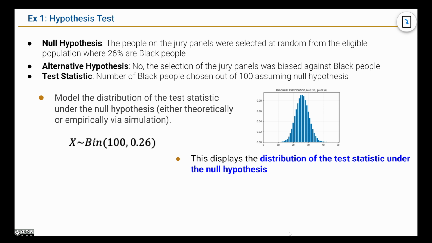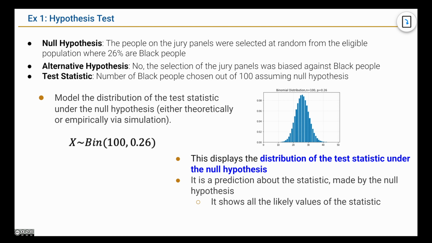So notice, this is a prediction about the statistic made assuming the null hypothesis is true. It's showing all the likely values of the statistic and how likely they are. This is the probability mass function for the binomial distribution. We can plot this from Python. I'll go to that in just a minute because I have this in a notebook, but this is something we have done before when we were doing the binomial distribution.